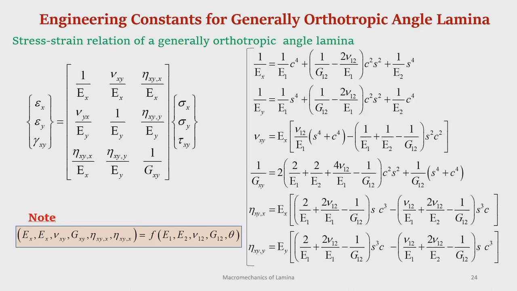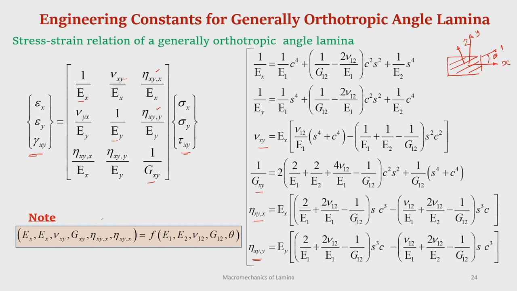Okay. So, in general, the stress strain relationship in terms of engineering constants for a generally orthotropic angle lamina, that means you have a lamina whose material direction is this, but we are interested in getting the stress strain relationship along x y, where 1 2 do not coincide with x y, and this is what it is. The strains are related to the stress by means of E x, E y, G x y, nu x y, and in addition, we have two more, eta x y x, eta x y y. And this E x, E y, nu x y, G x y, eta x y x, eta x y y could actually be related to E 1, E 2, G 1 2, nu 1 2, and theta in this way.